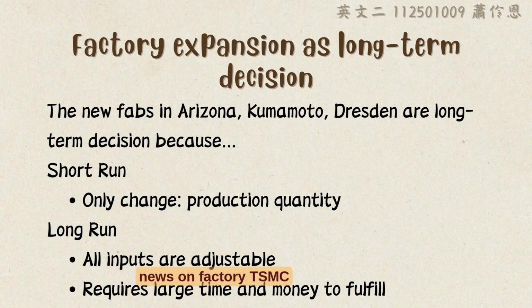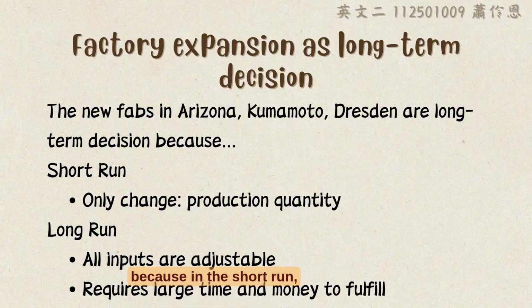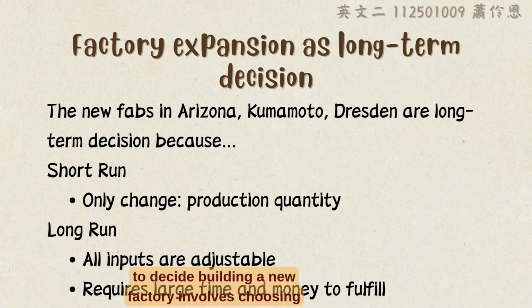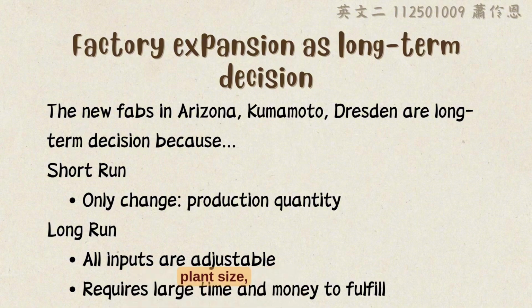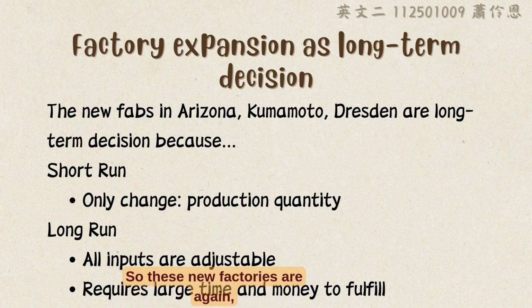And regarding the new news on factories TSMC builds in Arizona, Kumamoto, and Thurston, they are very clearly long-term decisions, because in the short run, the only input that TSMC can change is the current production quantity by scheduling existing factories. But in the long run, a supplier is allowed to flexibly vary all their inputs, including enhancing their factories, number of factories, and location. Also, deciding on a new factory involves choosing plant size, committing large fixed capital, and years of planning about operation. So these new factories are again long-run decisions.